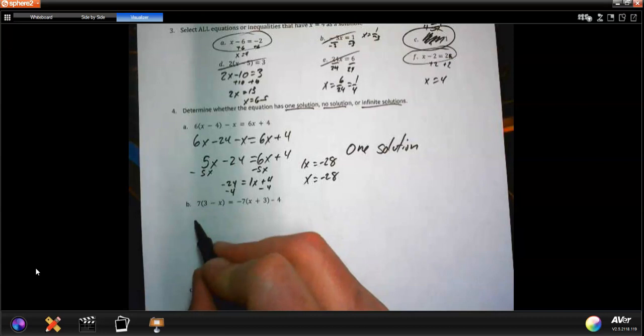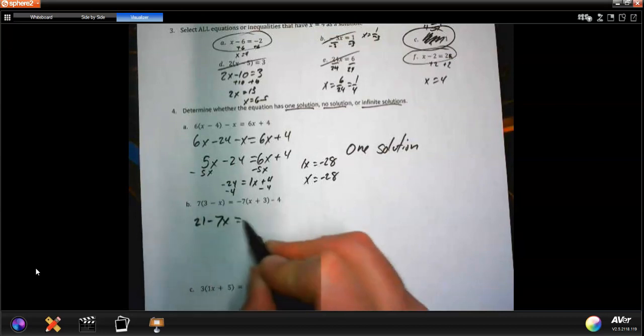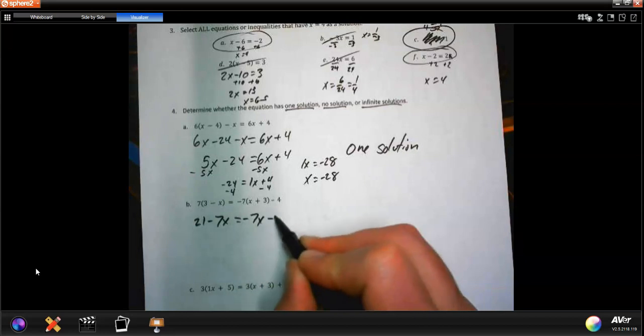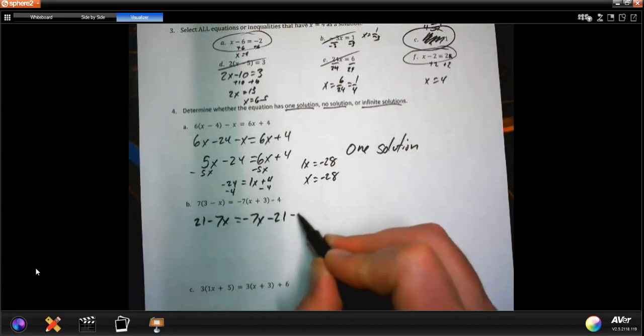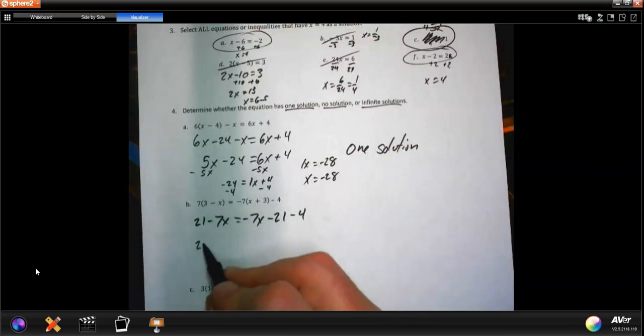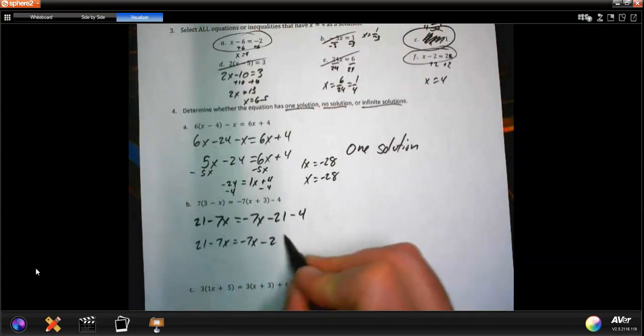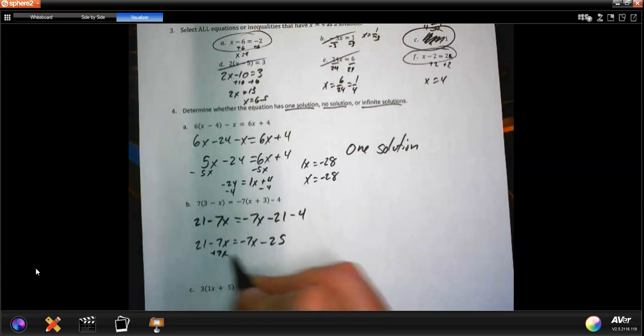7 times 3 is 21. 7 minus x is negative 7x equals negative 7x minus 21 minus 4. So I'm going to do the math here, right? I'm going to get 21 minus 7x equals negative 7x minus 25. I'm going to add 7x to both sides. I'm going to get 21 equals negative 25.